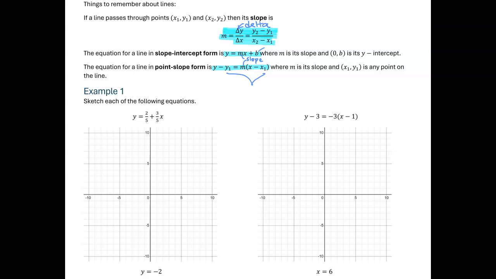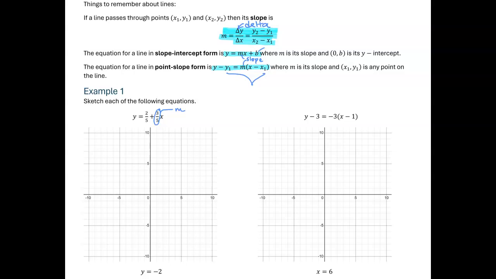Okay, so first example, we have y equals 2/5 plus 3/5 x, and we are supposed to sketch. This is very close to slope-intercept form, but do pay attention. The key is that the slope is always hooked to the x. So this is actually our slope. It's not written in the same order as above. Order doesn't matter. You just want to pay attention and make sure you don't get tricked.